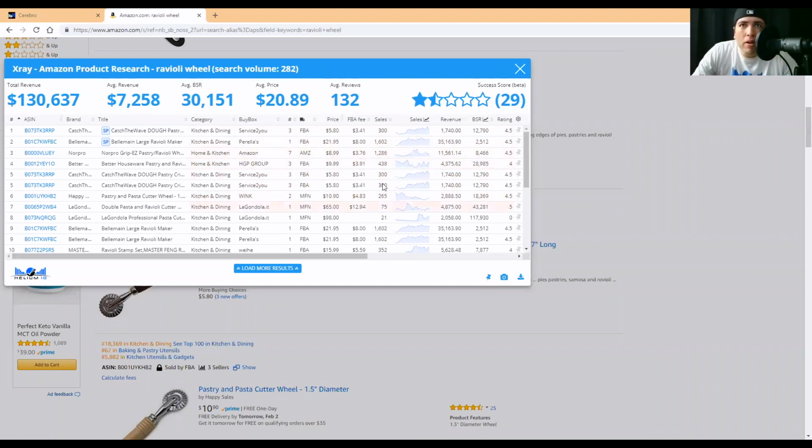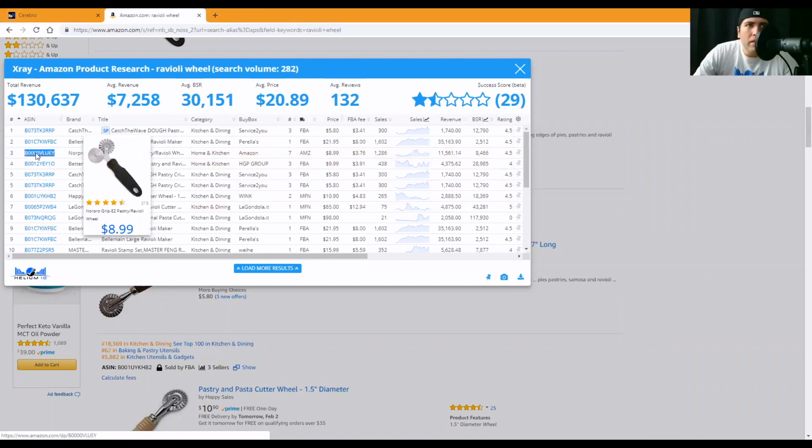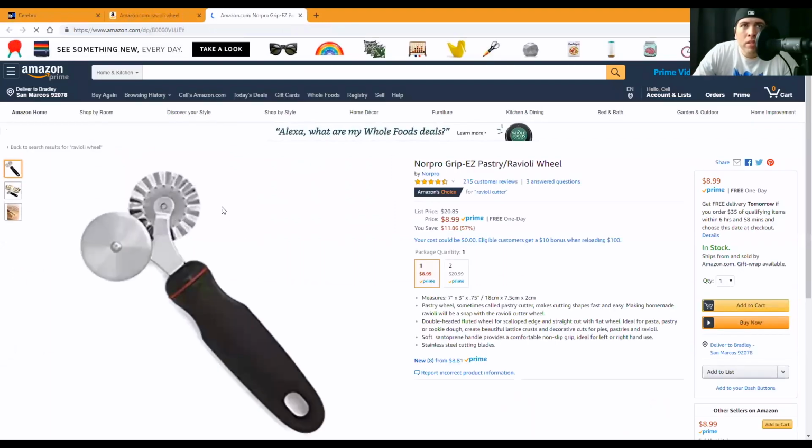We can see some are selling really well. If I'm going to make a ravioli wheel, I'm going to see which one is very similar to what I want to sell. So let's say I'm going to come up with a product like this. Wow, they're selling $11,000 per month on one product. Here is one that's different. So this is the one I'm going to say. I'm going to copy this ASIN. Let me just show you this listing first of all. So my product is going to be similar to this.